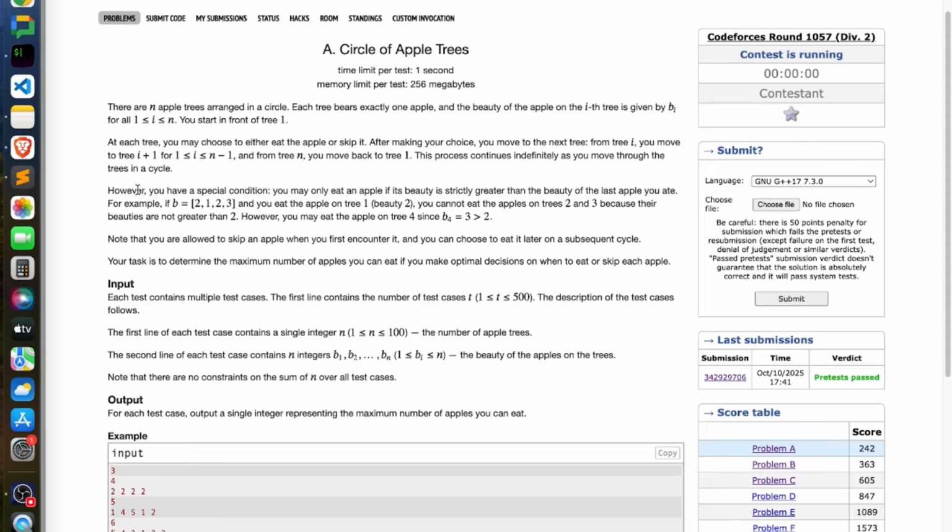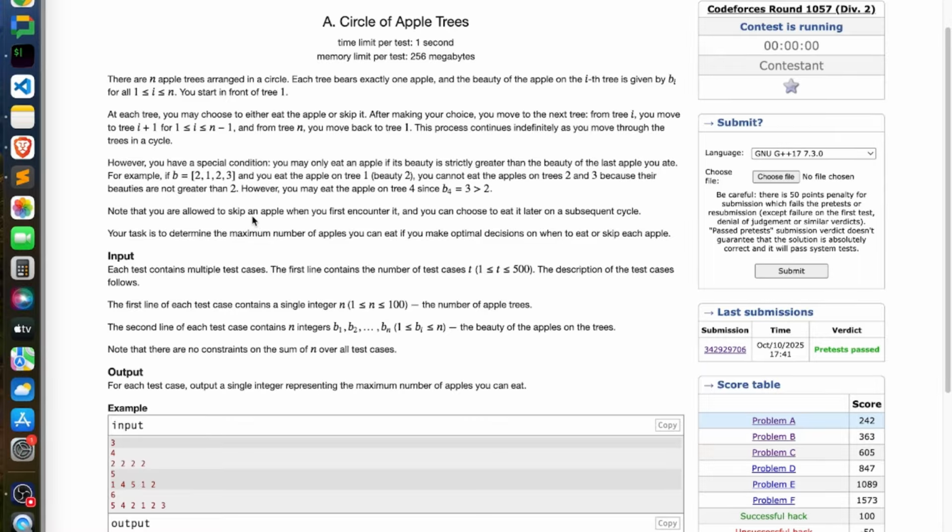Now there is a condition. Let's say at a certain moment you want to eat the apple present at the tree. The condition is its beauty has to be more than the beauty of the previous apple you ate. That's the condition. And at the end you have to find out how many apples you can eat.